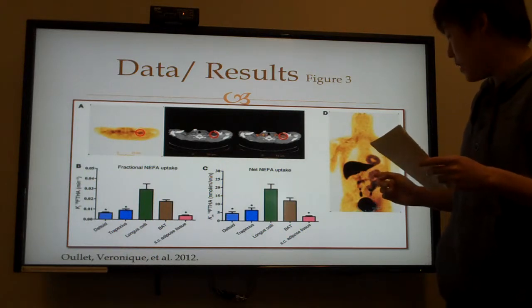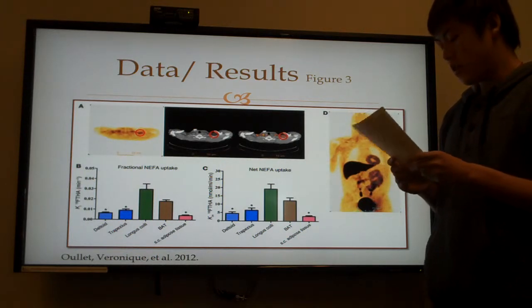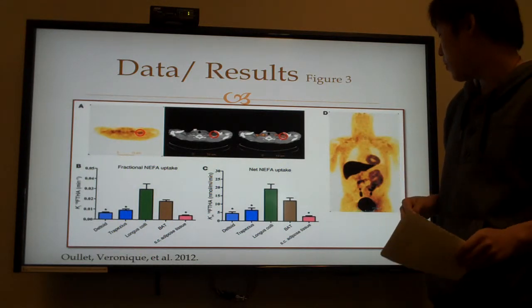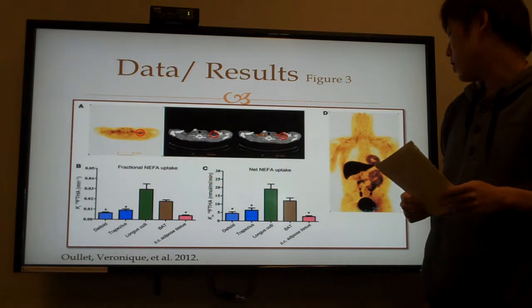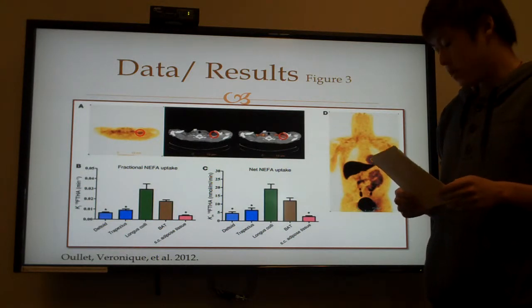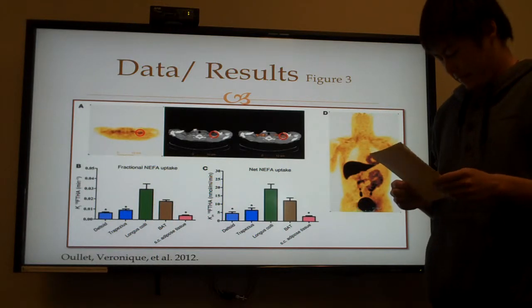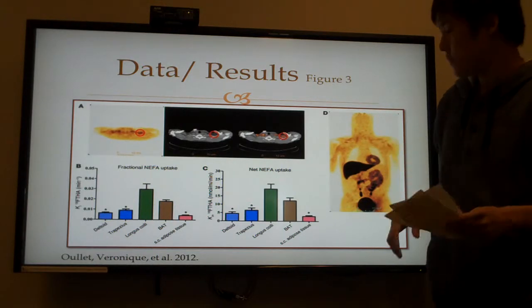From part D, part D is the coronal view of the whole body FTHA uptake during cold exposure, and we can see in cold conditions our liver and cervix will uptake NEFA most actively. Next.